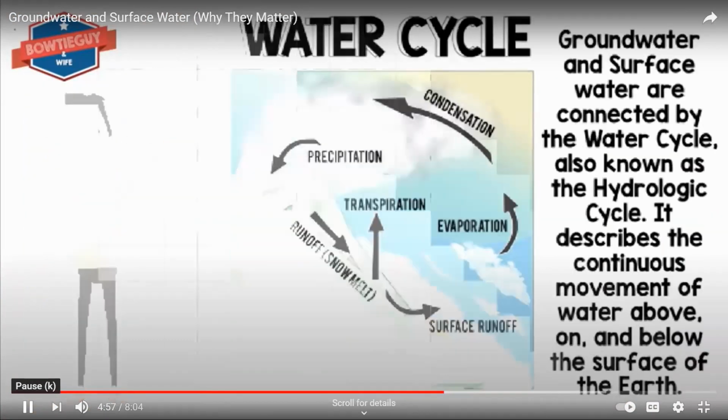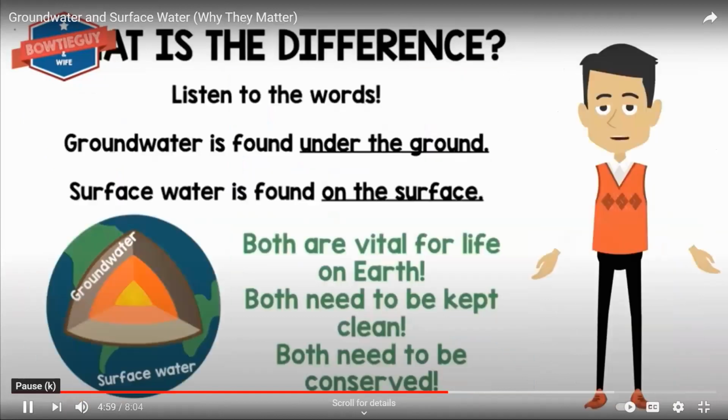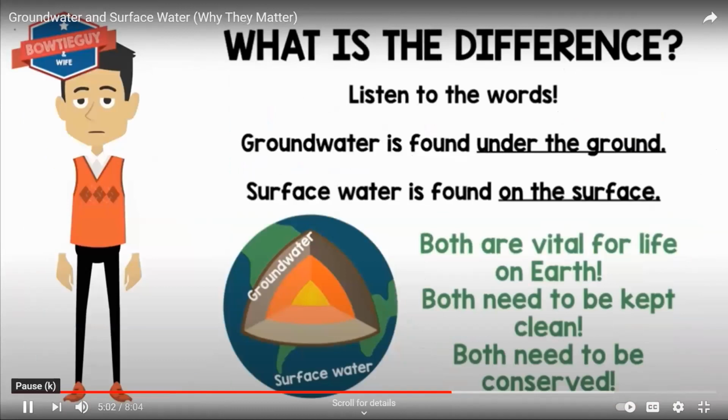What is the difference? Let's listen to the words. Groundwater is found under the ground. Surface water is found on the surface. It's simple. Both are very vital, important for life, and both need to be kept clean, and we need to conserve them, girls.